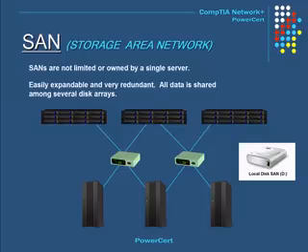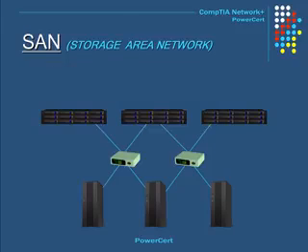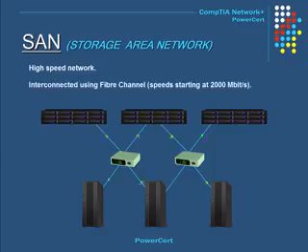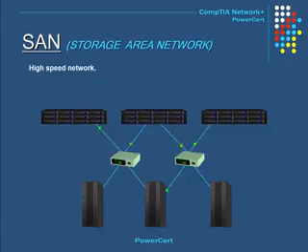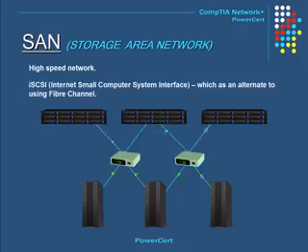And as I mentioned before, a SAN is a high-speed network. And that's because in a SAN, all the devices are interconnected using fiber channel, which is a standard for SAN that has network speeds starting at over 2,000 megabits per second. And as an alternative to using fiber channel, there is iSCSI. iSCSI stands for Internet Small Computer System Interface, which is a data storage protocol that transports SCSI requests over standard TCP/IP.